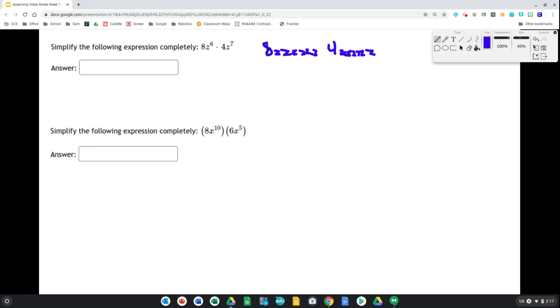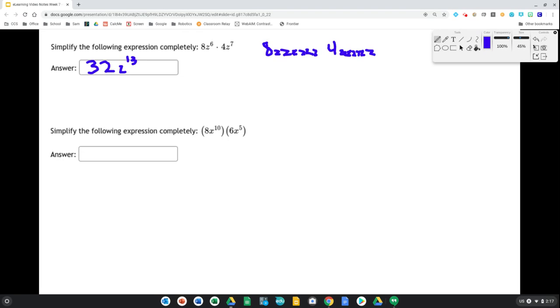So before we do anything else, we're going to multiply 8 times 4. So what's 8 times 4? 32. Okay, now how many z's do we have in that problem? Well, there's 6 from this first group, and there's 7 in the second group. And so if we counted them all up, that'd be a total of 13. And so our answer is going to be 32, and then z to the 13th. And so that would be our answer there.